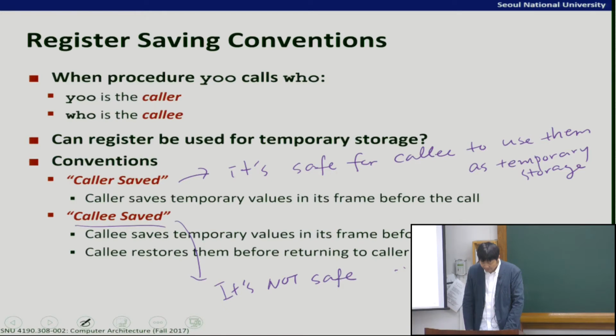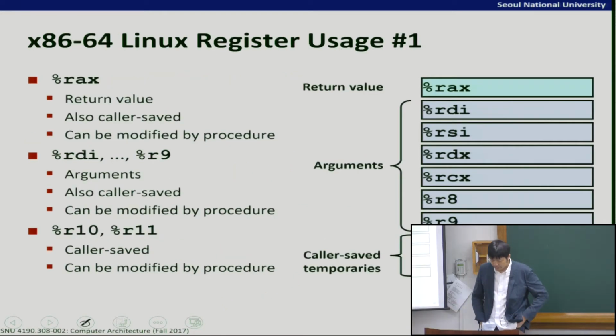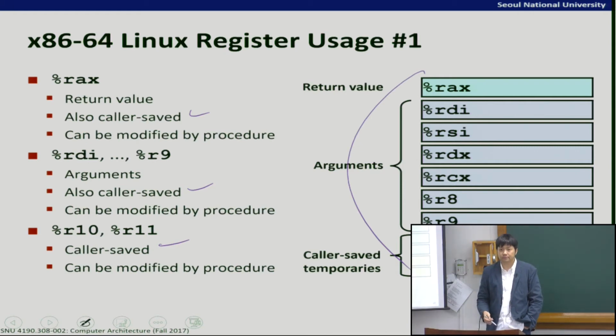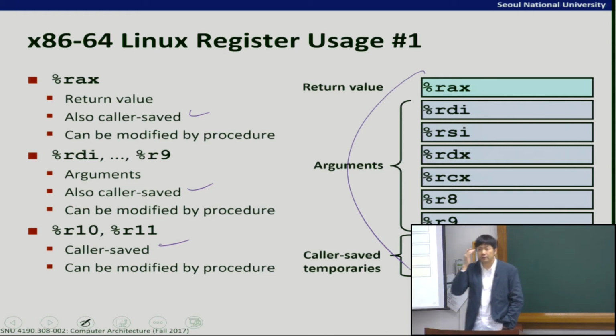Okay. So in the x86-64 registers, the return value register is caller saved, and the argument registers are also caller saved, and R10 and R11 are caller saved registers. So all these registers are caller saved, meaning that it's safe for the callee. It's okay for the callee to use these registers in the callee function without worrying about breaking the program.